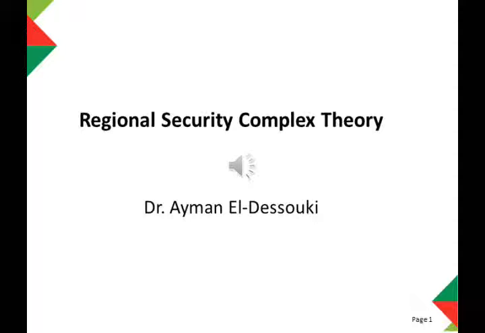Today we are going to study the regional security complex theory. The theory was developed by Barry Buzan and Ole Wæver. So the regional security complex theory is attributed to the Copenhagen School of International Security Studies.